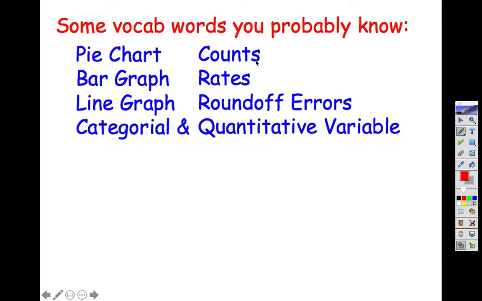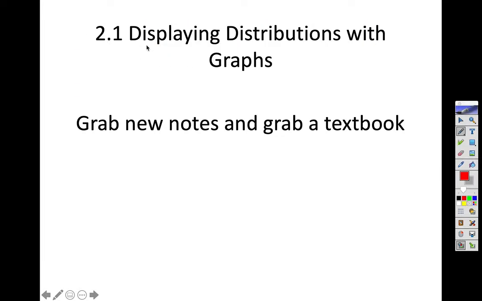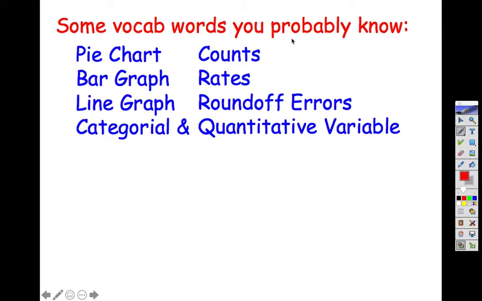So we're starting chapter 2 now, which is displays of distributions with graphs. These are some words you probably have seen before in some of your math classes historically. We're going to go through a lot of them over again today. So, for instance, a pie chart. We're going to learn today that a pie chart is used for displaying data that adds to 100%.